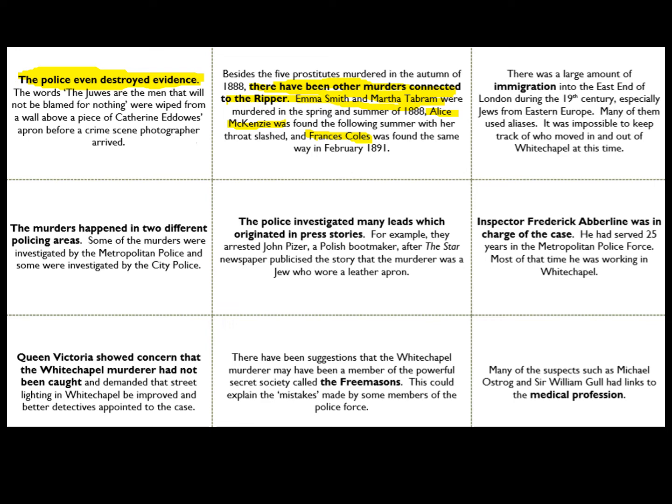The next one says there was a large amount of immigration into the East End of London during the 19th century, especially Jews from Eastern Europe. Many of them used aliases. It was impossible to keep track of who moved in and out of Whitechapel at this time. So I would just put that last bit there, and that's a location point.